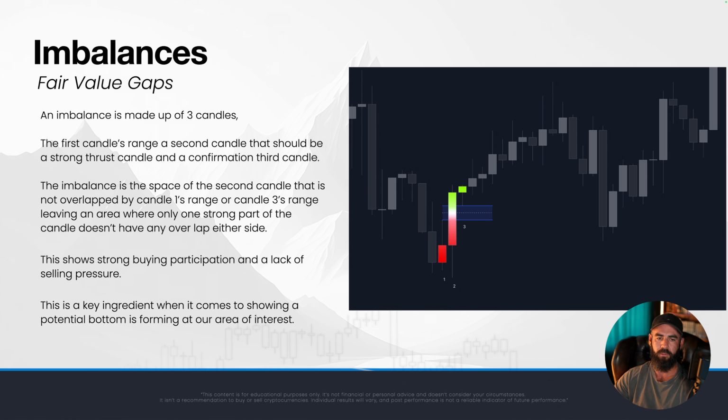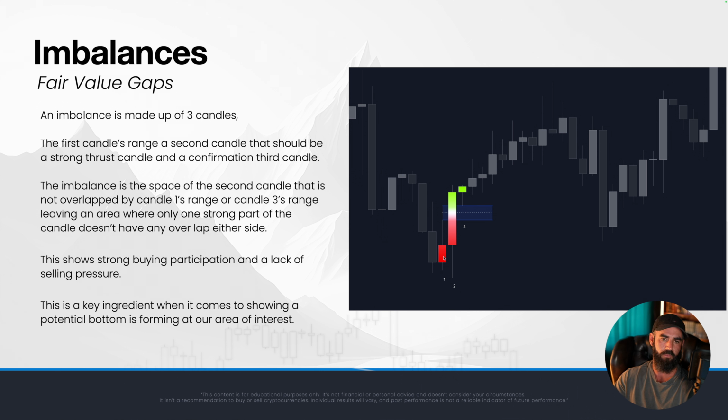An imbalance is made up of 3 candles. The first candle's range, a second candle that should be a strong thrust candle, and a confirmation third candle. The imbalance is the space of the second candle that is not overlapped by candle 1's range or candle 3's range, leaving an area where only one strong part of the candle doesn't have any overlap either side.